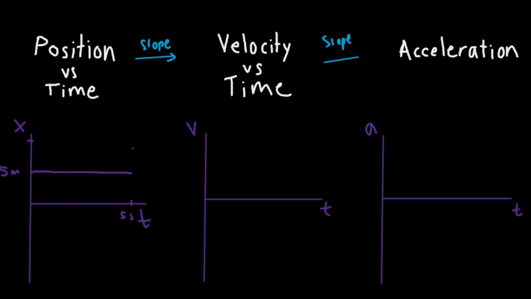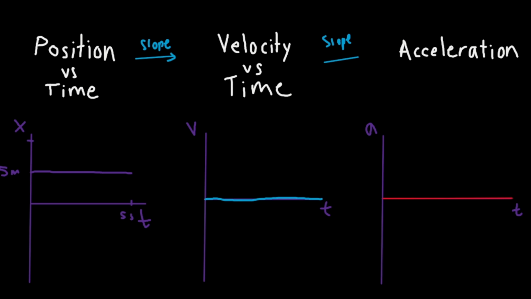So, what is the slope of a flat line? The slope of a flat line would be 0 because there's no change in y. And the y would be the x variable in this case, the y in this would be the v variable, and this would be a. So, since there's no change and the slope is 0, that means the velocity versus time graph would be a flat line at 0. And since we have to calculate the slope of the velocity graph to get the acceleration graph, we can also see how acceleration would be a flat line at 0 as well.